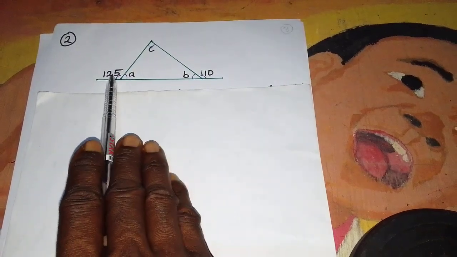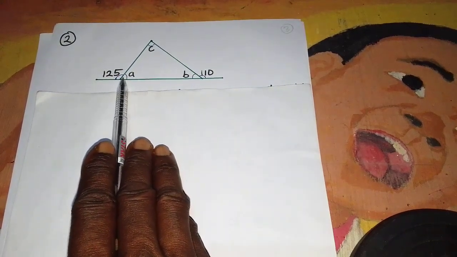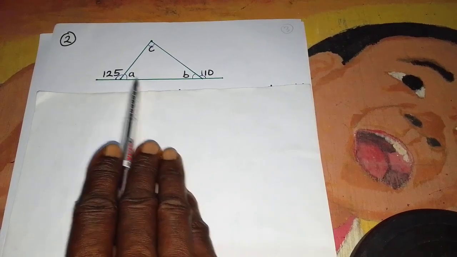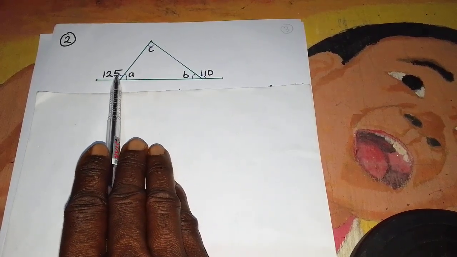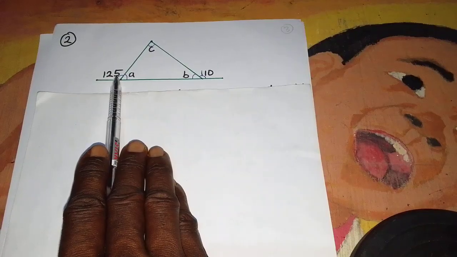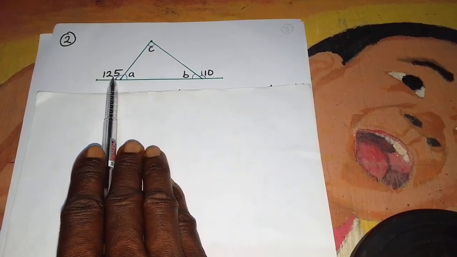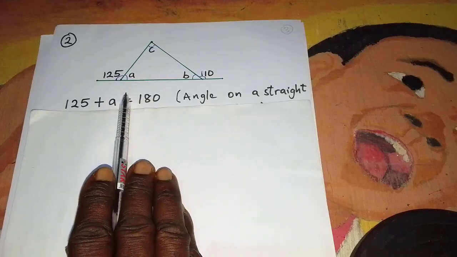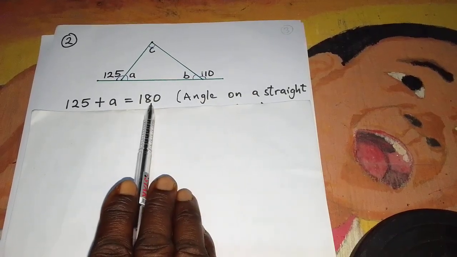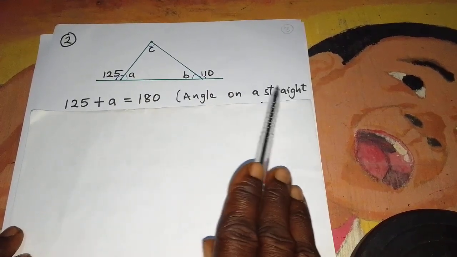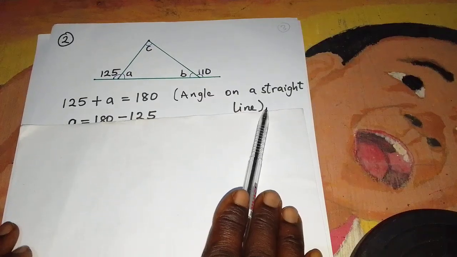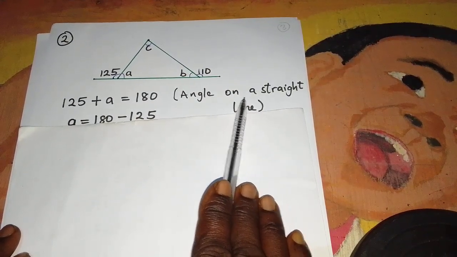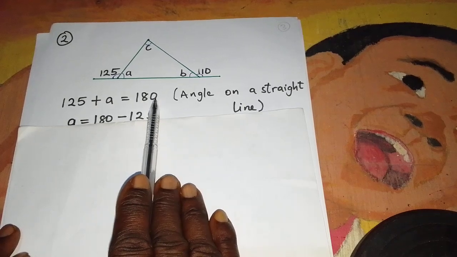Now for us to get angle A, this is a straight line. A and 125 are on a straight line. So if you add angle 125 plus A, it should give us 180 degrees. Why? Angles on a straight line. The sum of angles on a straight line is taken to be 180.